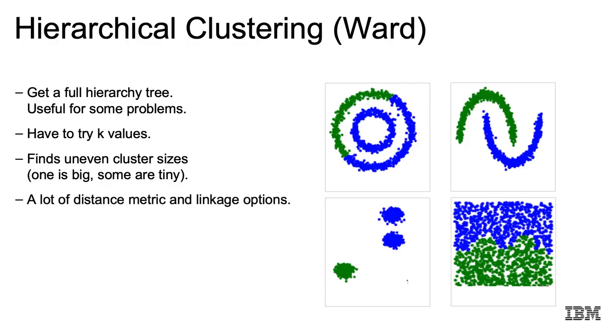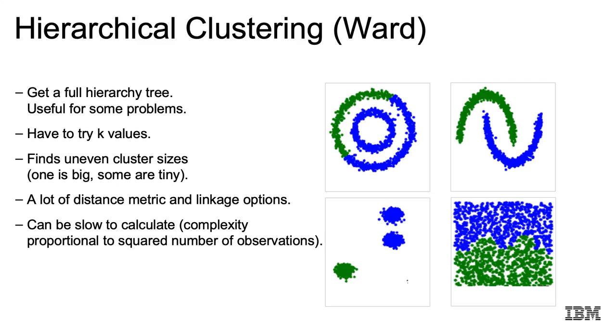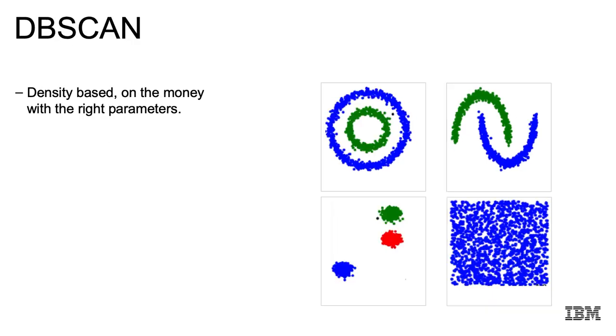There are going to be many different distance metrics and linkage options that can be chosen, which may make it difficult to fine-tune this type of model. And it can end up being very slow to calculate as the number of observations increases. So this also will have fairly high complexity.